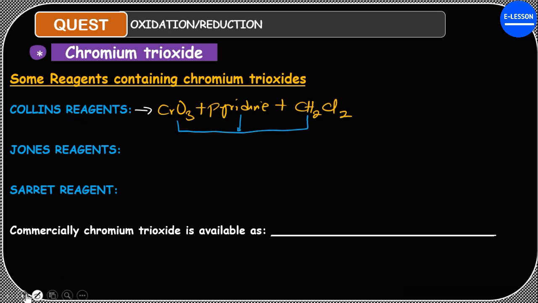Now, what is the function of the Collins reagent? What is it used for? Collins reagent is used for oxidizing primary alcohol to aldehyde.